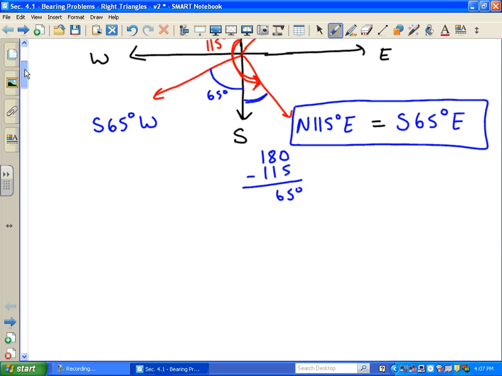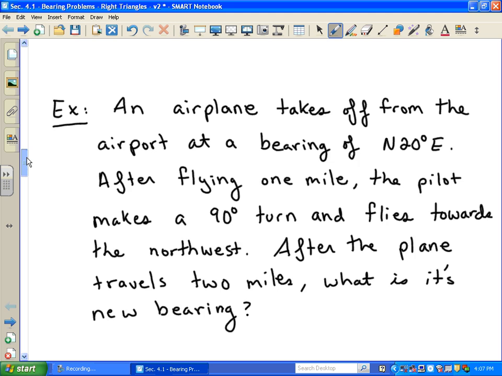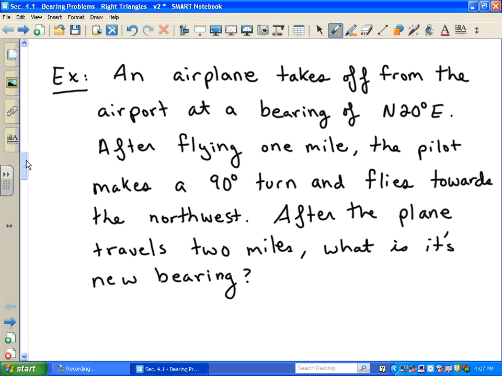Let's look at an example here. In this example, it says that an airplane takes off from the airport at a bearing of north 20 degrees east. After flying 1 mile, the pilot makes a 90-degree turn and flies towards the northwest. After the plane travels 2 miles, what is its new bearing?